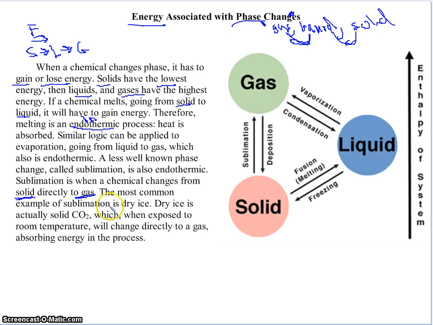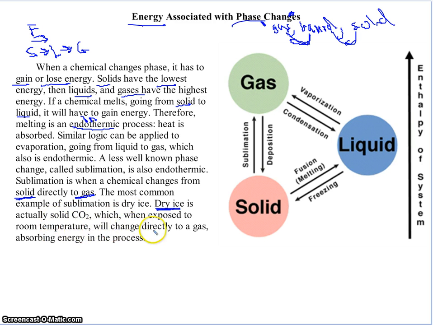Most common example of sublimation is dry ice. Dry ice is actually solid CO2. You can buy this in the store if you're over 18, by the way. So maybe get your mom to buy some. I know the, what is it, Smart and Final at Century and Crenshaw. I know they have dry ice. I think they do anyway.